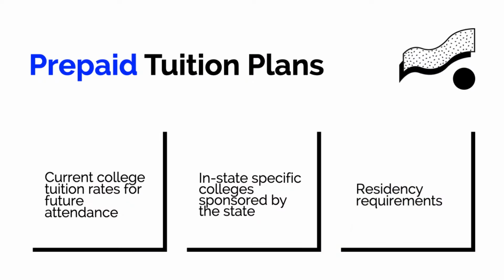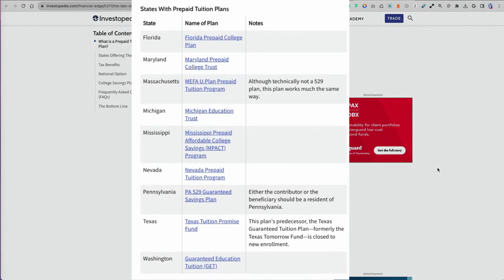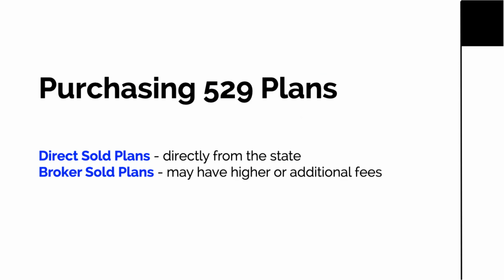How do they work? These plans let you pay today's college tuition rates for future attendance at that specific school. However, of the 22 states that used to offer these plans, currently there are only 9 that are open to new enrollments. How do you purchase 529 plans?